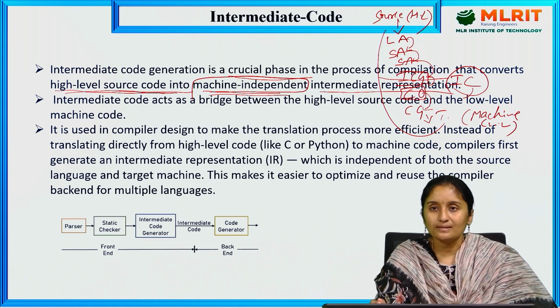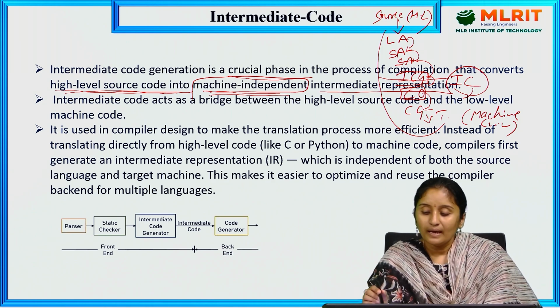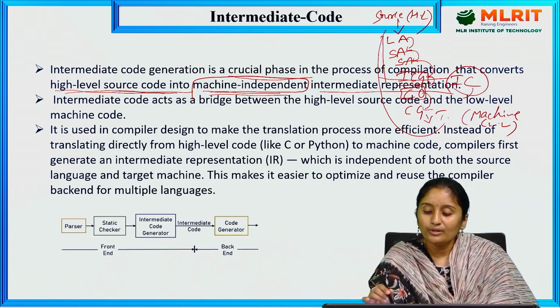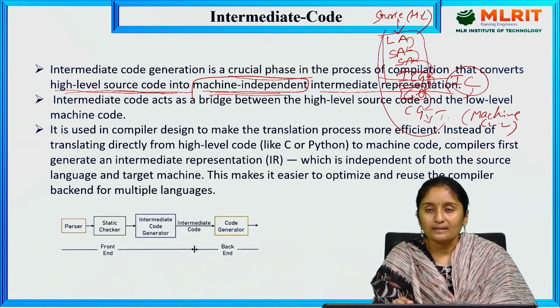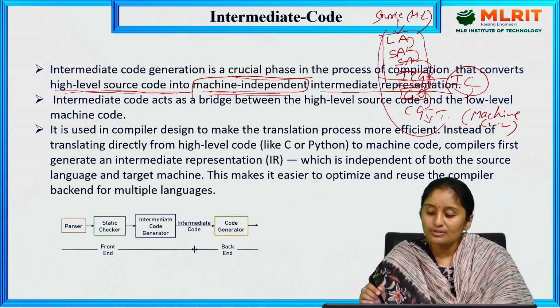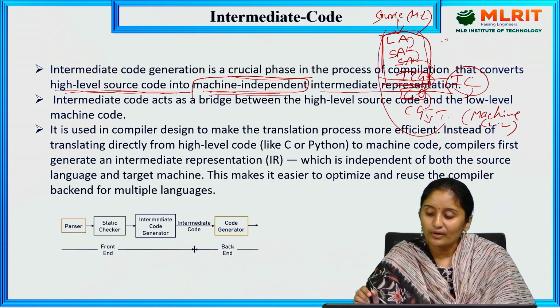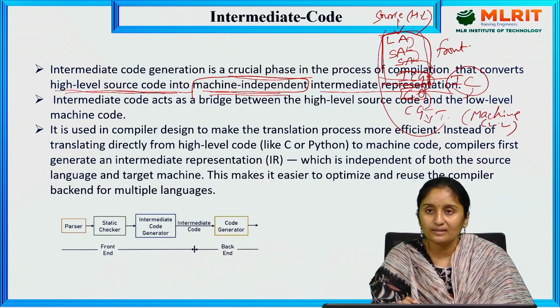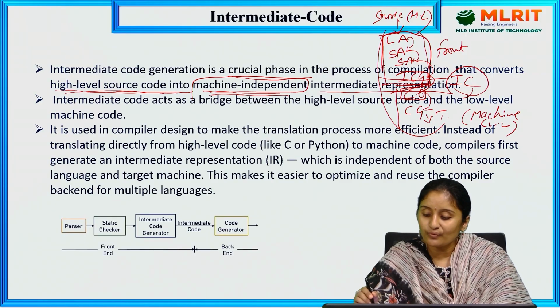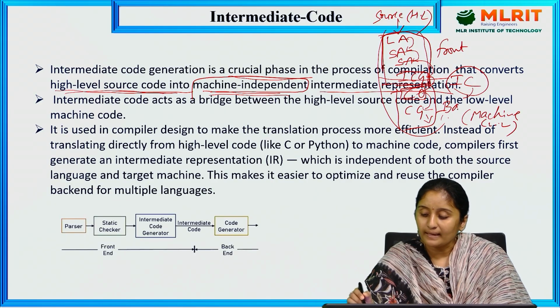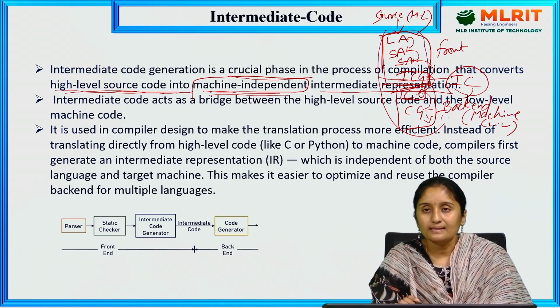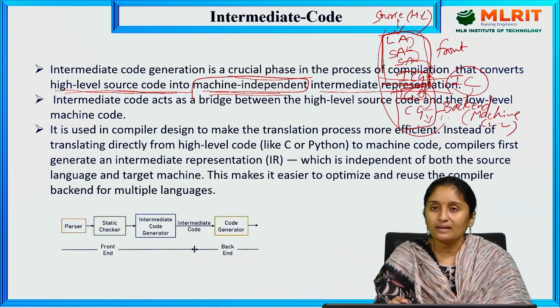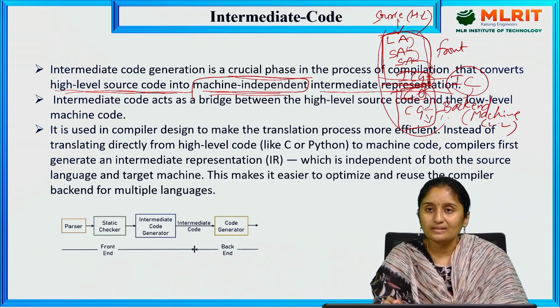These 6 phases take place here. There are single pass and multiple pass compilers. The first 4 phases come under the front end, and the last 2 phases act as the back end.